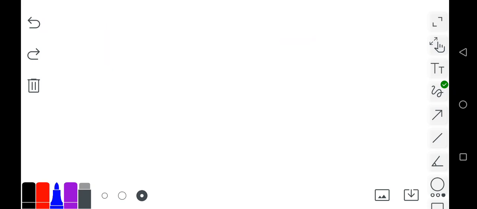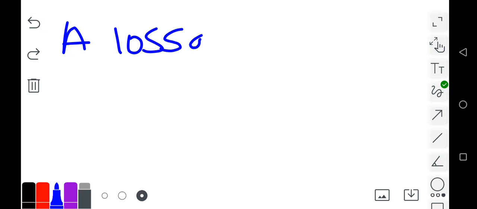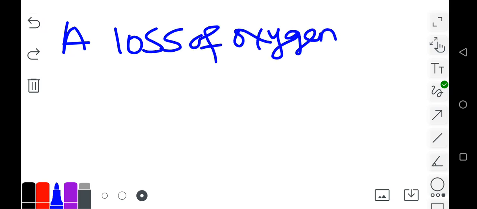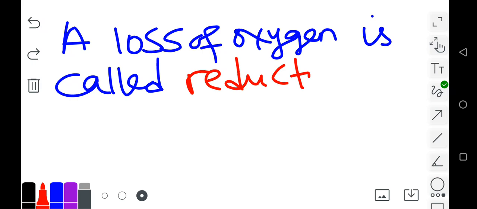So what are we saying? So you're saying that a loss of oxygen is called reduction. Okay, this is called reduction.